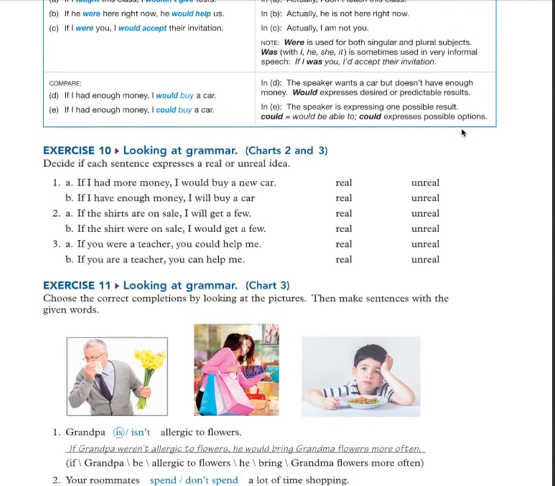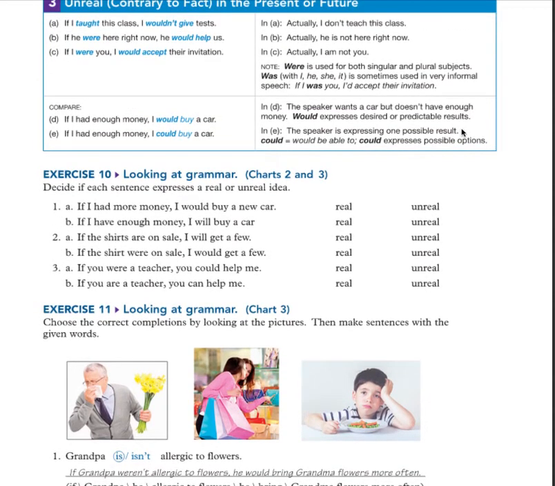So we're using that information, and again, remember, ladies and gentlemen, when we're talking about the unreal in the present future, the if clause is going to be in the simple past, and the result clause is going to use would and the simple form of the verb. Okay? So we look at exercise 10.